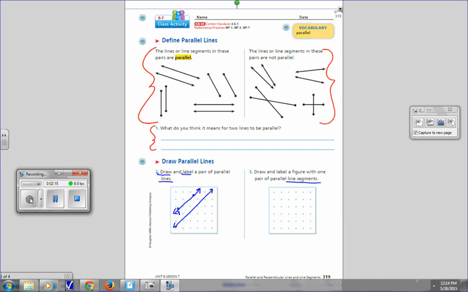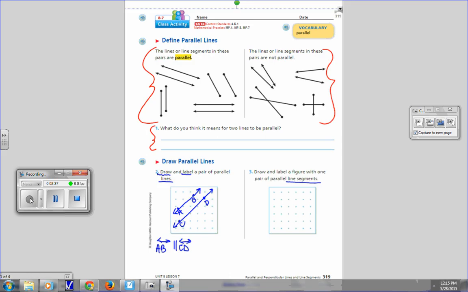Now we're going to label it A, B, C, D. So down here you're going to write line AB is parallel to line CD.